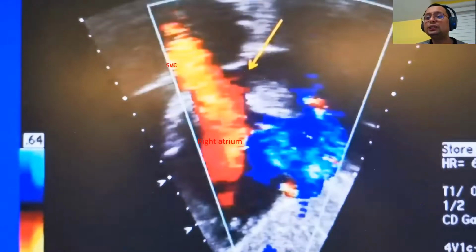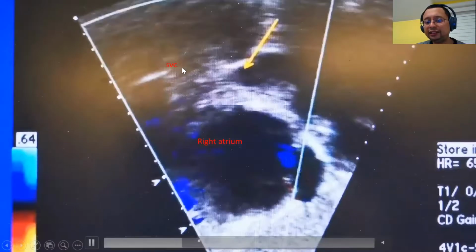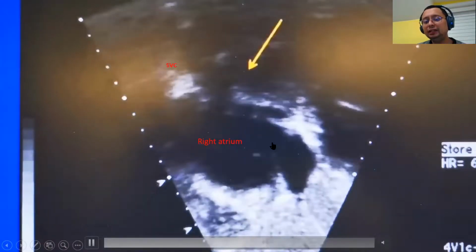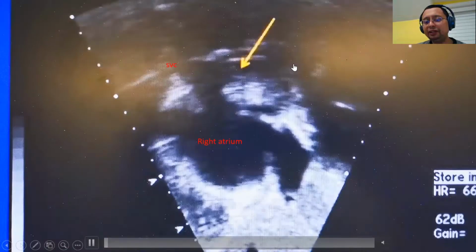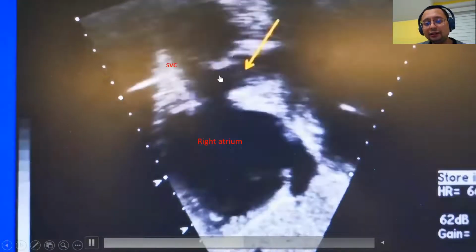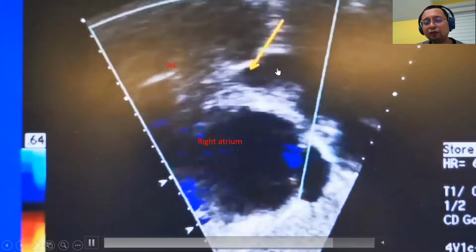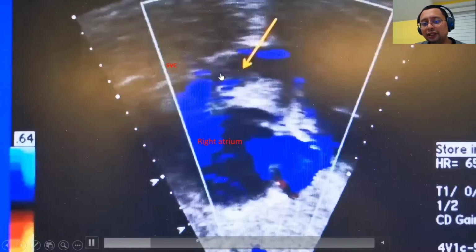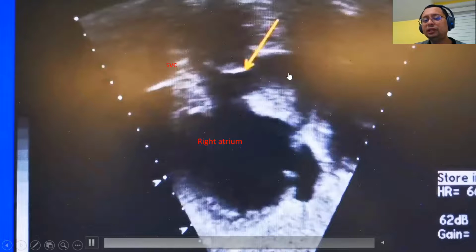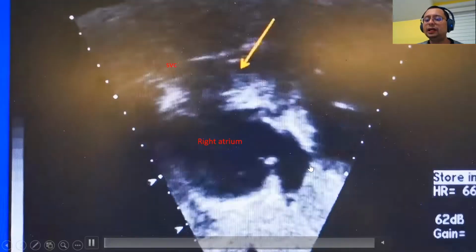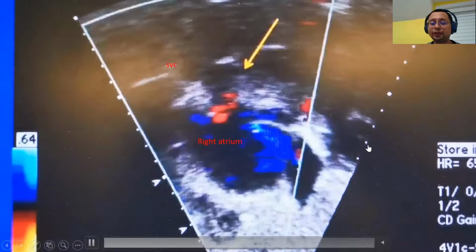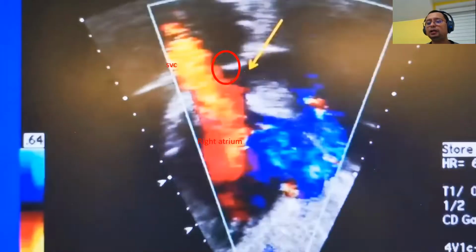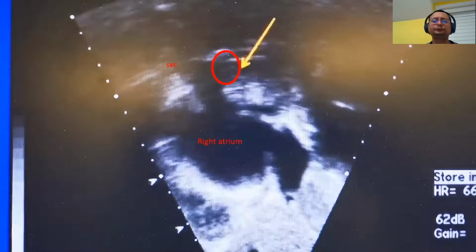So this is a subcostal bicaval view. That is the SVC there, that is the IVC, that is the right atrium, and that is the left atrium. As you can see, this is the wall separating the superior vena cava from the left atrium. If this wall is deficient, you have a connection between the left atrium and the right atrium. And the same can happen in the IVC as well. So that is where the deficiency happens.